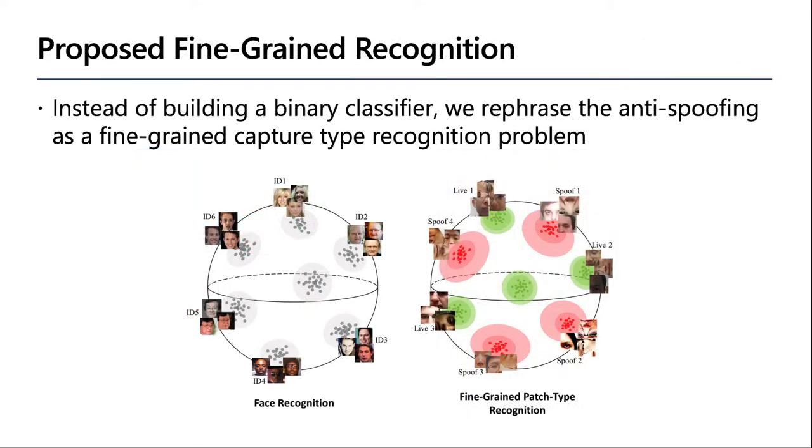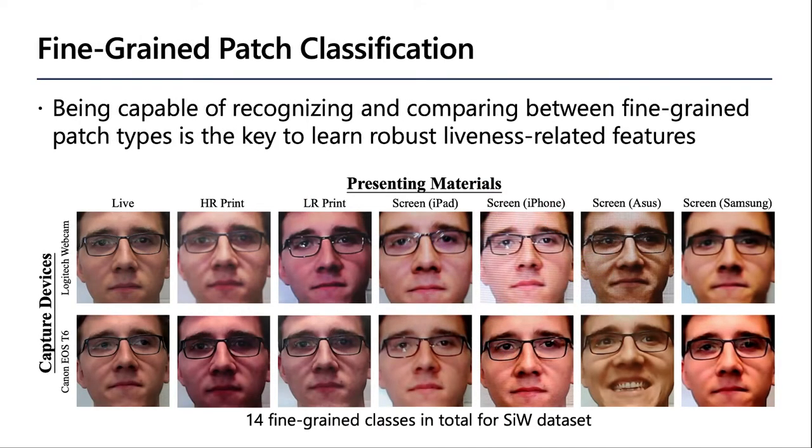So instead of building a general binary classifier, we rephrase the face anti-spoofing problem as a fine-grained recognition problem. Similar to face recognition model, we would like to build up an embedding space which can discriminate between different live and spoof types. We claim that the liveness relative patterns are contributed mostly by the capture devices and presenting materials. If a model can discriminate between different fine-grained patch types, then it is already equipped with the capability to detect the attacks or describe the characteristics more precisely.